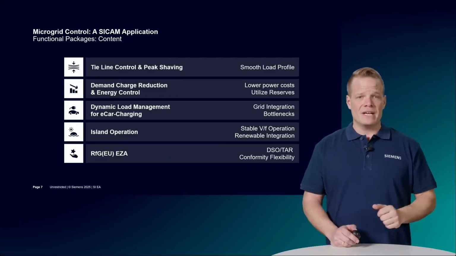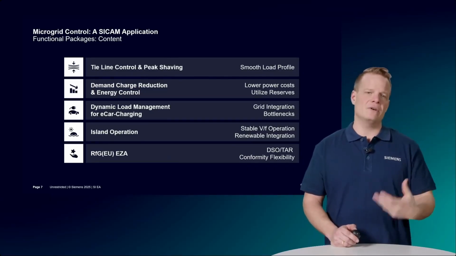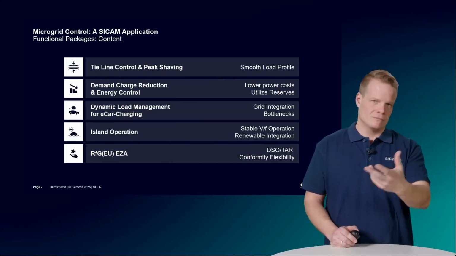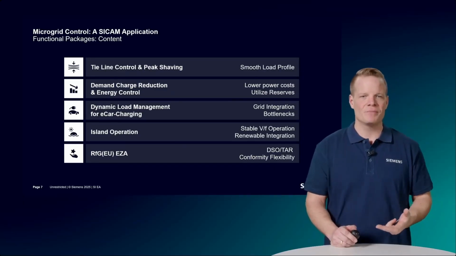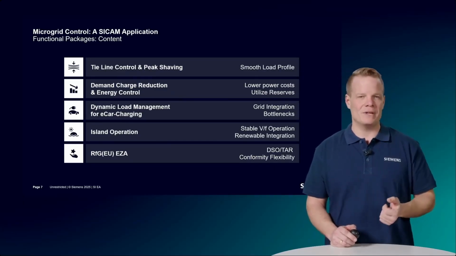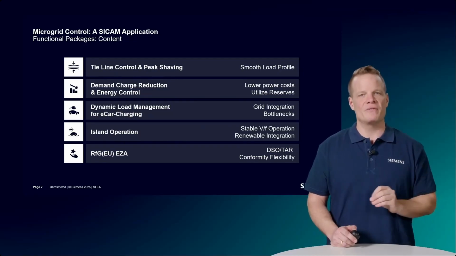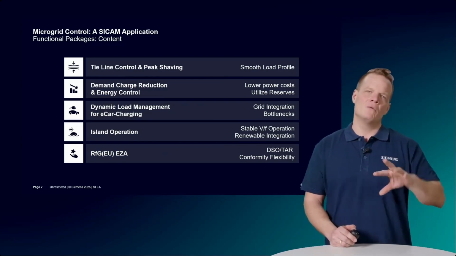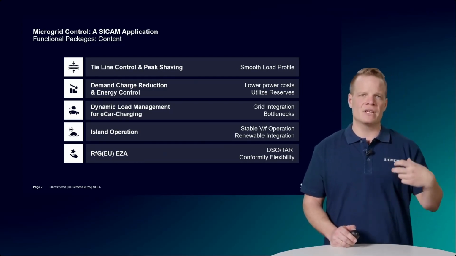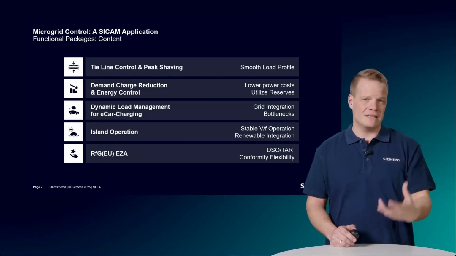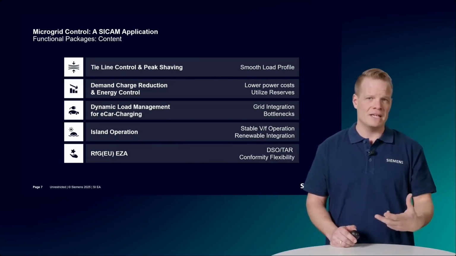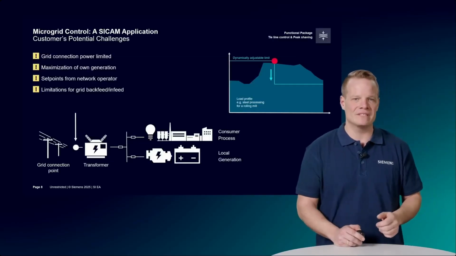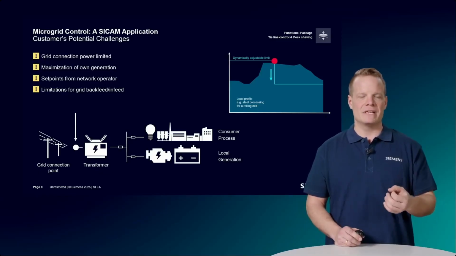We already had a look at the set of currently available functional packages. So this is from time to time also extended, as the market is moving. And as the next topic, we will have a closer look at each of these functional packages. I will explain roughly what's the thinking behind the functional package, what can be solved or tackled with it, what's the driver behind it, and some practical examples. So let's begin by having a look at the first functional package, tie-line control and peak shaving.